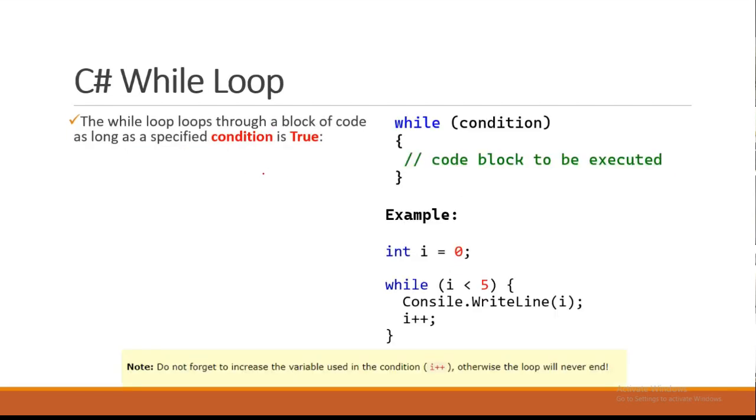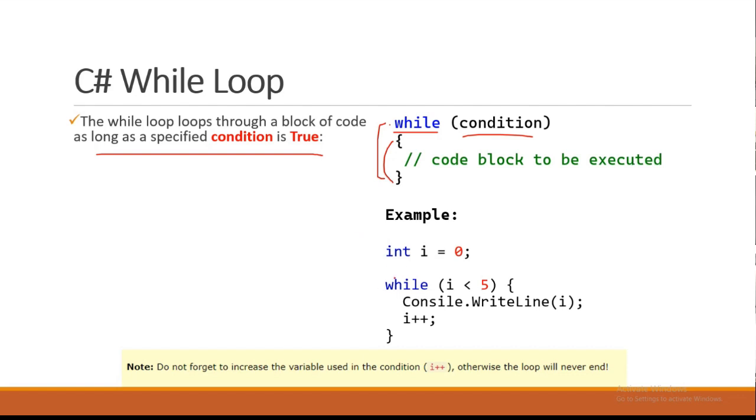How can we use the while loop in C sharp? The while loop goes through a block of code as long as the specified condition is true. Here is the while loop, and we write the while keyword with lowercase letters, the condition between parentheses, and then the block of code between curly braces. If we have just one line of code in the while loop, we can write it without curly braces. It's possible.